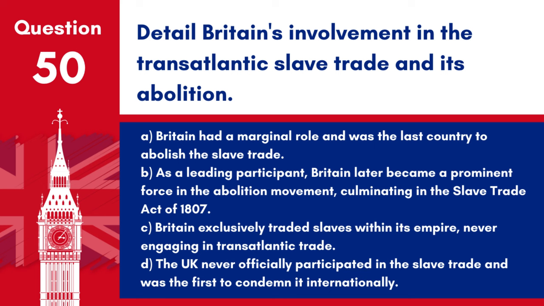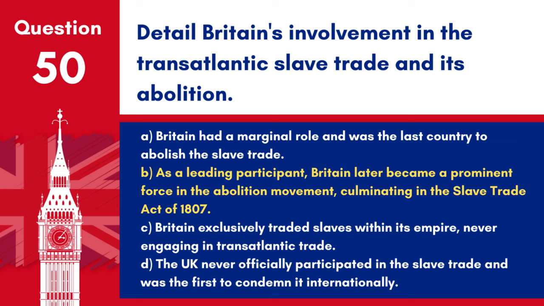A. Britain had a marginal role and was the last country to abolish the slave trade. B. As a leading participant, Britain later became a prominent force in the abolition movement, culminating in the Slave Trade Act of 1807. C. Britain exclusively traded slaves within its empire, never engaging in transatlantic trade. D. The UK never officially participated in the slave trade and was the first to condemn it internationally.